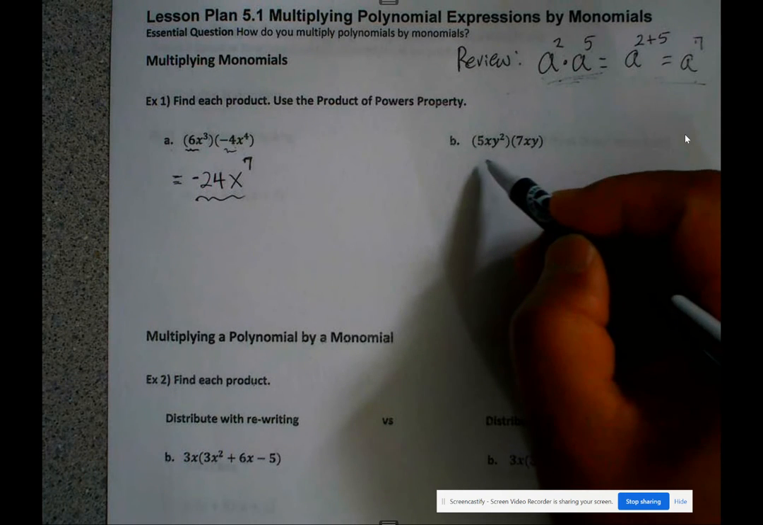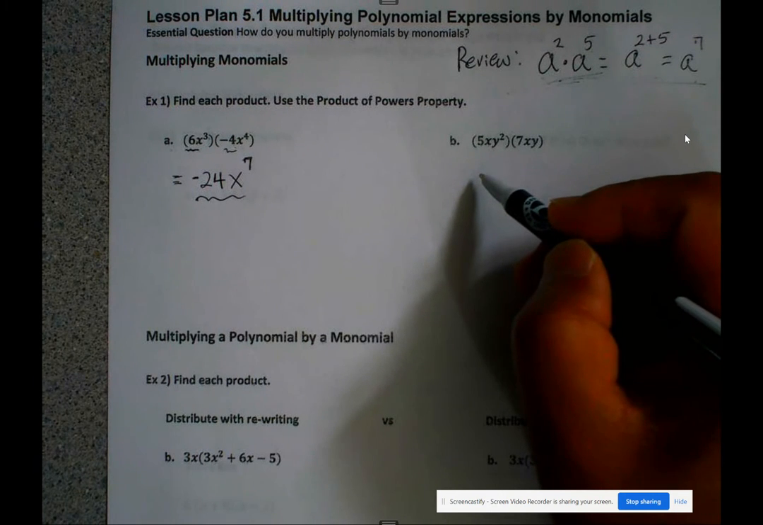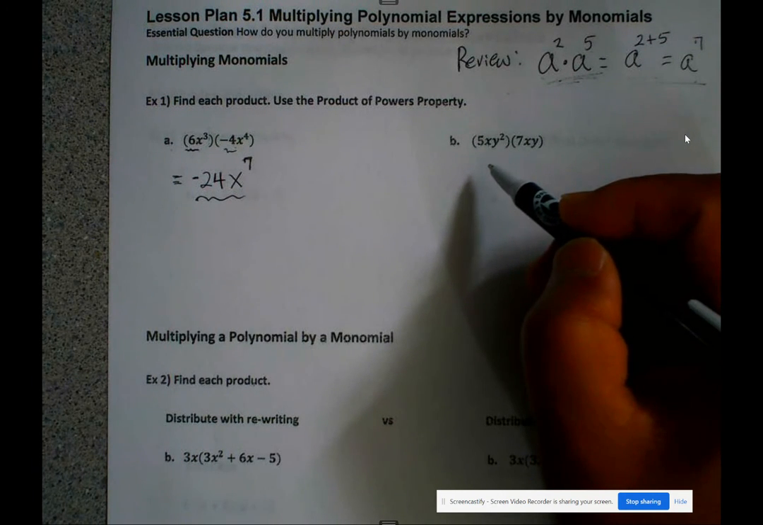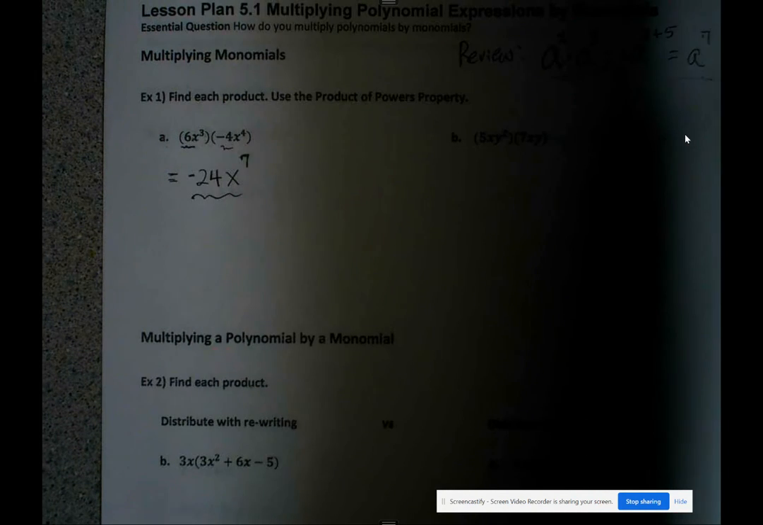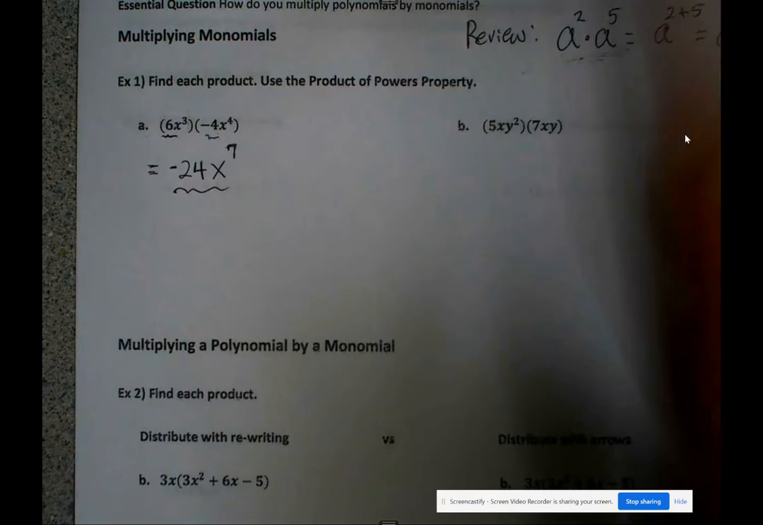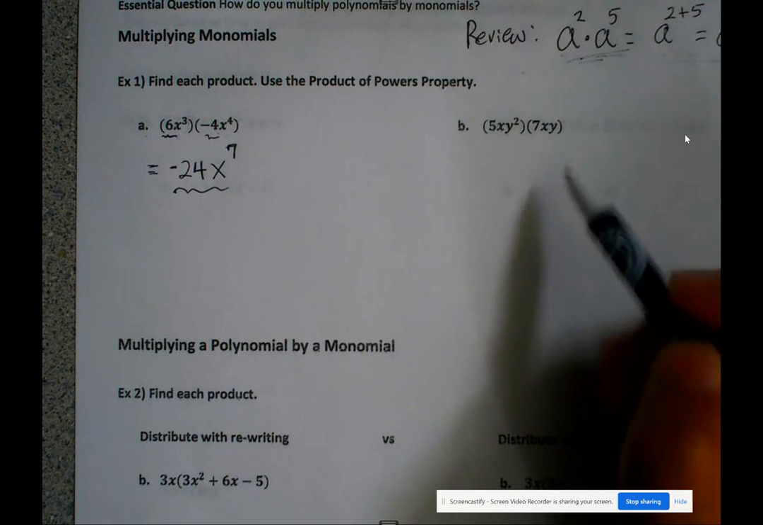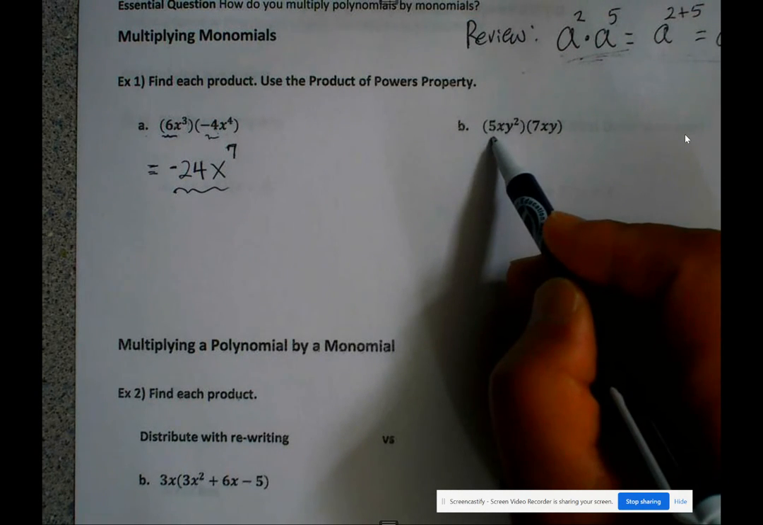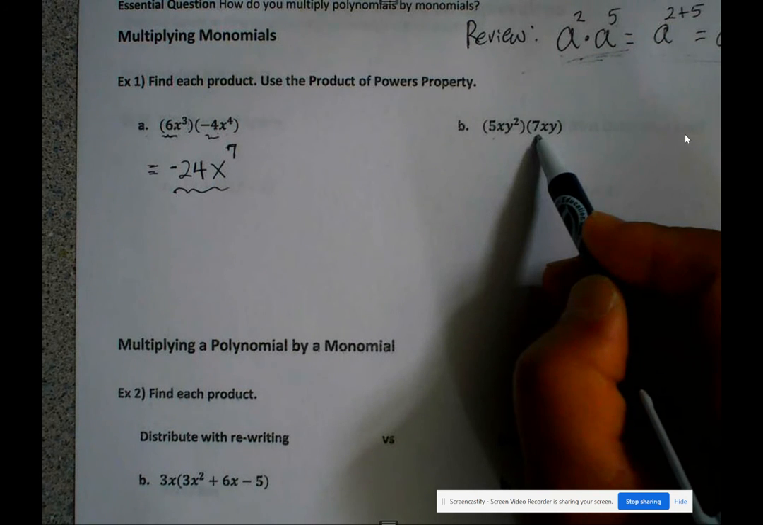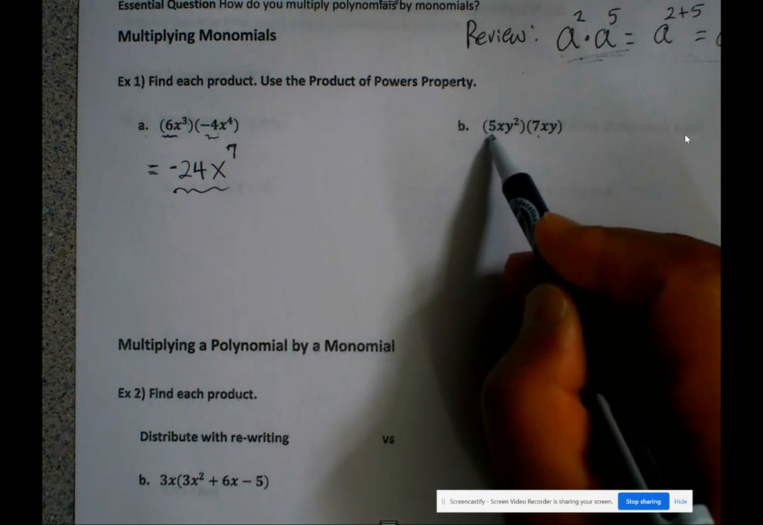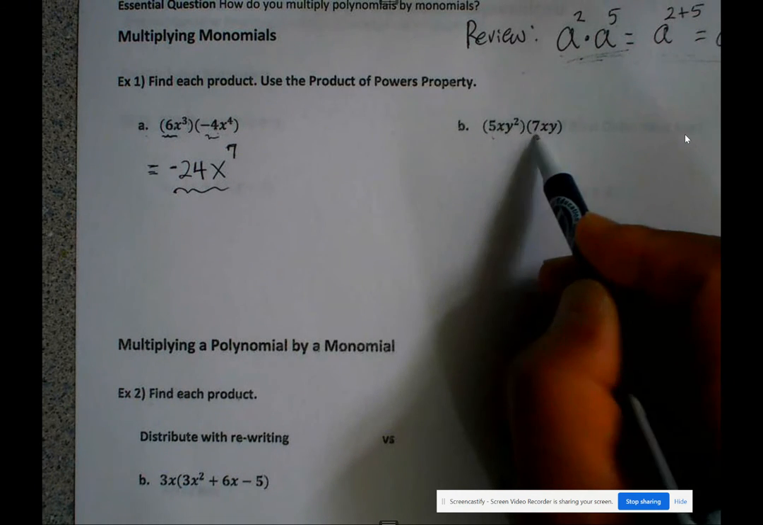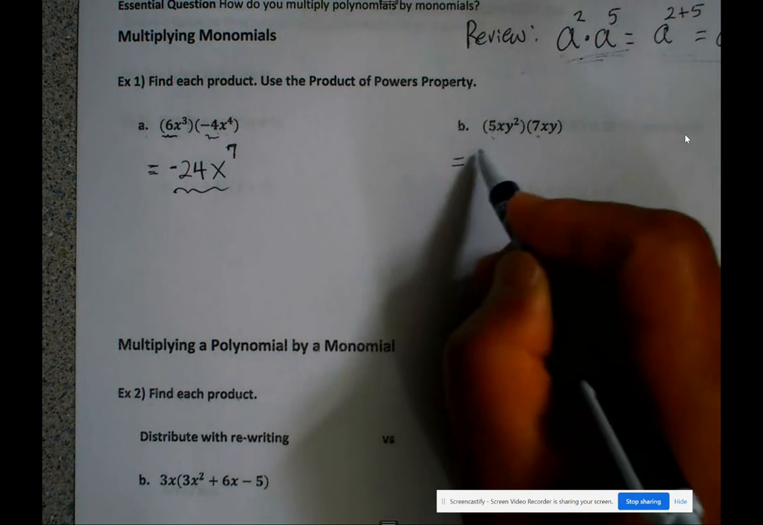Let's take a look at part B. This is somewhat similar, but the variables are important. The same variables will go together. Let me enlarge it a little bit. Let's set aside the numbers again and multiply just the numerical values. So we have 5 times 7, which gives you a total of 35.